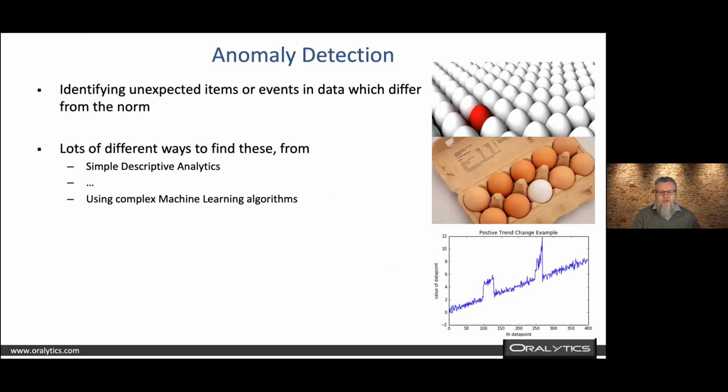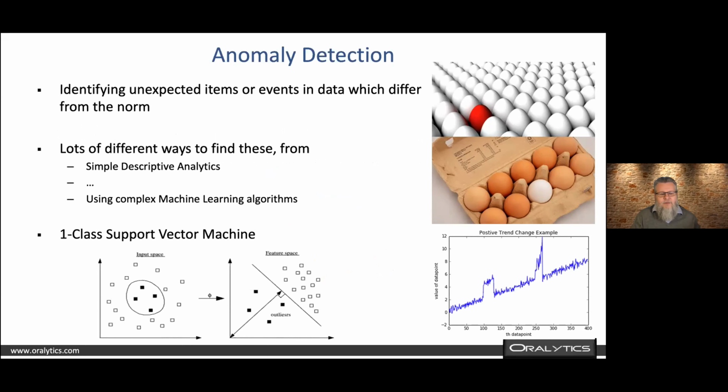The usual approach when we go about looking at anomaly detection is that we can start off doing some simple descriptive analytics, then some more advanced analytics, then using some of the different machine learning algorithms. And one that we already have within the database for anomaly detection is known as a one-class support vector machine. That's one particular approach to use.